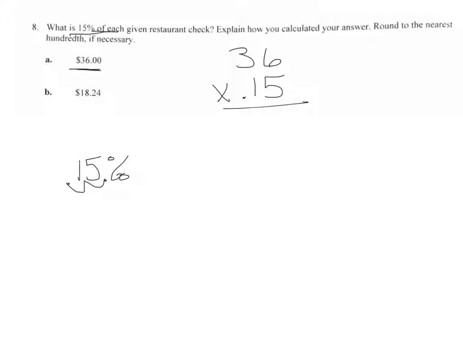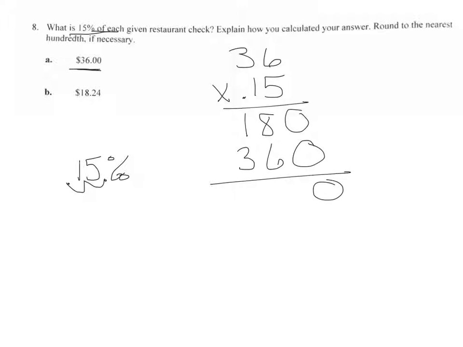So 5 times 6 is 30, carry your 3. 3 times 5 is 15, plus that 3 is 18. Placeholder, 1 times 6 is 6, 1 times 3 is 3. 0, 8 plus 6 is 14. Carry that 1, and then 3 plus 1 is 4. I have 2 numbers behind the decimal place, so there should be 2. So $5.40 would be the correct answer.